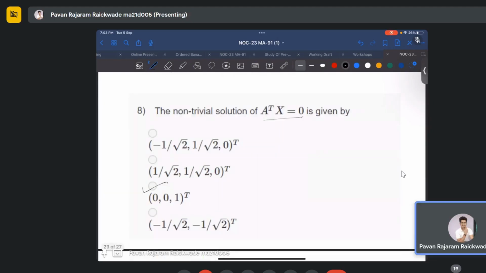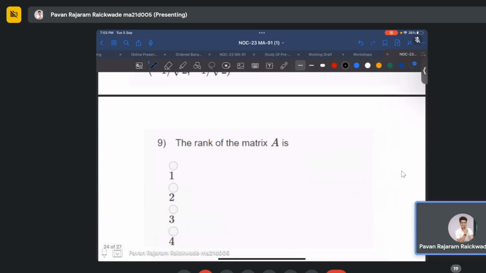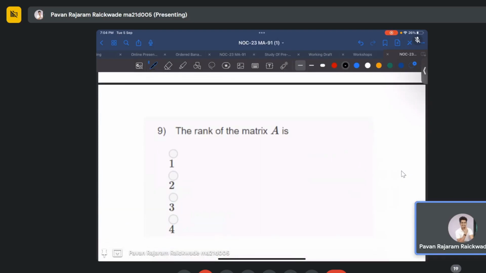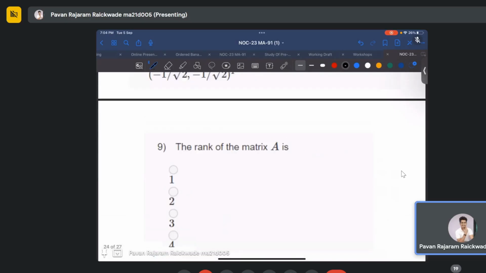So let's go to the next question. Question number 9. The rank of the matrix A is.